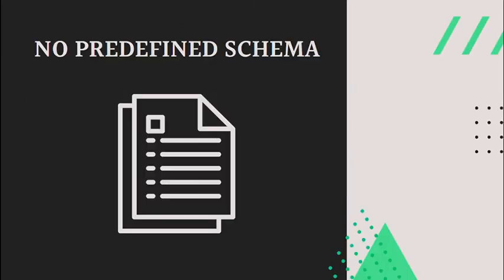Next is that it doesn't need a predefined schema. What does it mean? With a relational database, we would need to worry about having the database completely functional and working and ready before the project sets off. This doesn't happen with MongoDB. With MongoDB, we can make the database, make the whole work while we're working on the project. We don't need to worry about having it all ready before we begin.